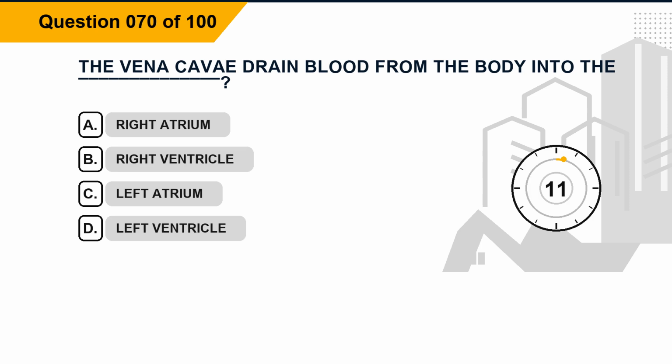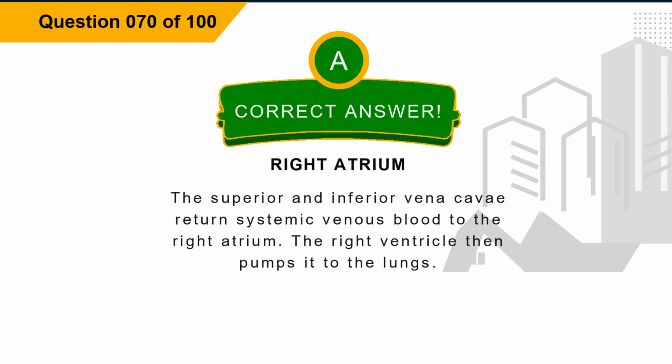Question 70. The vena cava drain blood from the body into the blank. Option A, right atrium. Option B, right ventricle. Option C, left atrium. Option D, left ventricle. The correct answer is option A, right atrium.